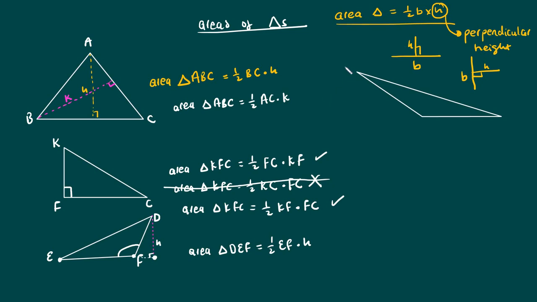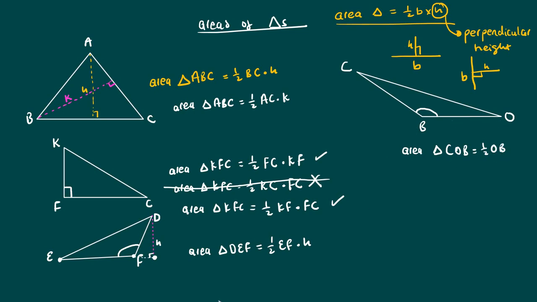Great. Let's have another one here, which we'll call COB, right? It's also an obtuse angle triangle. So if we were to get the area of triangle COB, we would say half. What would be our base there? OB, right? So OB must be the base there, good people.